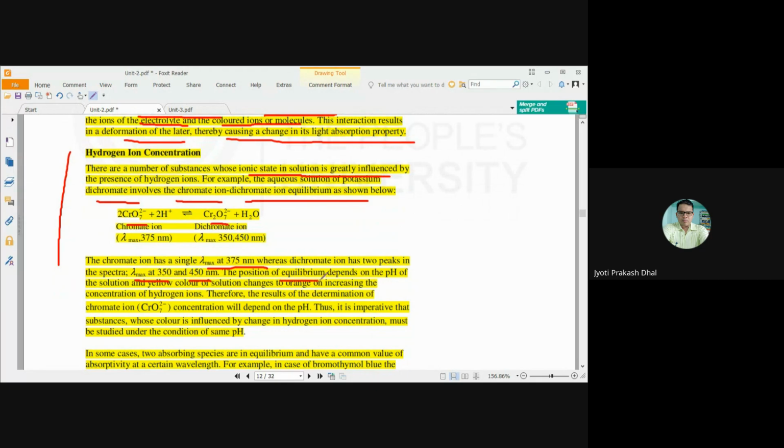The position of the equilibrium depends upon the pH of the solution, and the yellow color of the solution changes to orange with increasing concentration of hydrogen ion. That means if the solution becomes acidic, it changes into orange color. That means with increasing concentration of H plus ion, the solution becomes orange. Therefore, the results of determination of the chromate ion concentration will depend upon the pH.